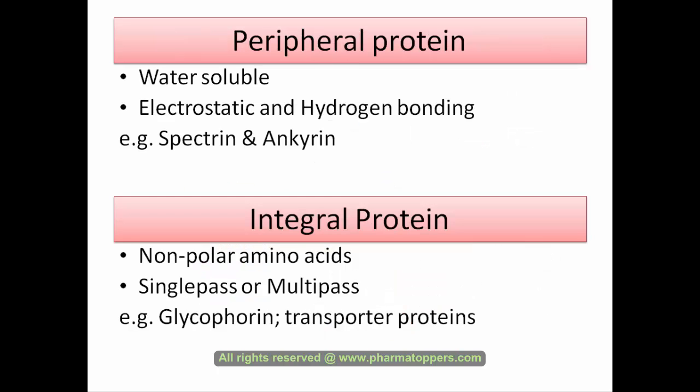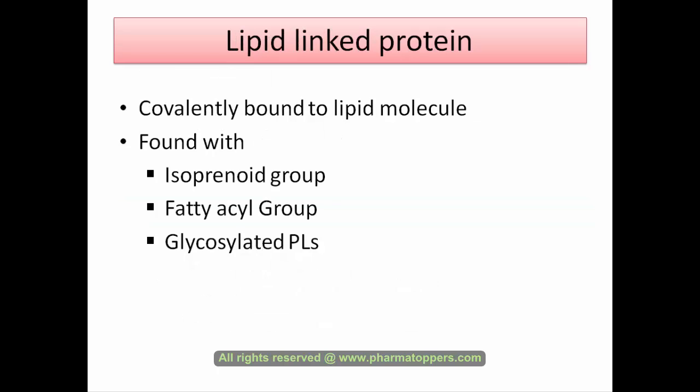So peripheral proteins are generally water soluble, and electrostatic and hydrogen bonding are the main interactions. Spectrin and ankyrin, as I told you, are present in RBC. Integral proteins are made up of nonpolar amino acids, and they can be single-pass or multi-pass. Glycophorin, as I told you, is single-pass, while all transporters are multi-pass proteins. Next are the lipid-linked proteins. Lipid-linked proteins are covalently bound to lipid molecules, so they are called lipid-linked proteins.